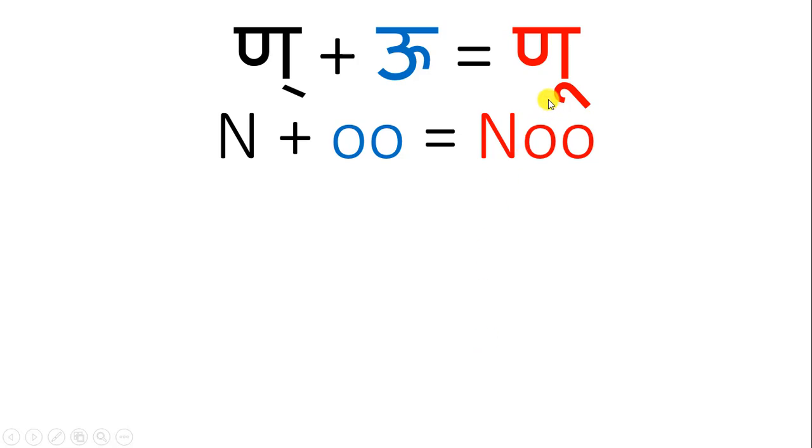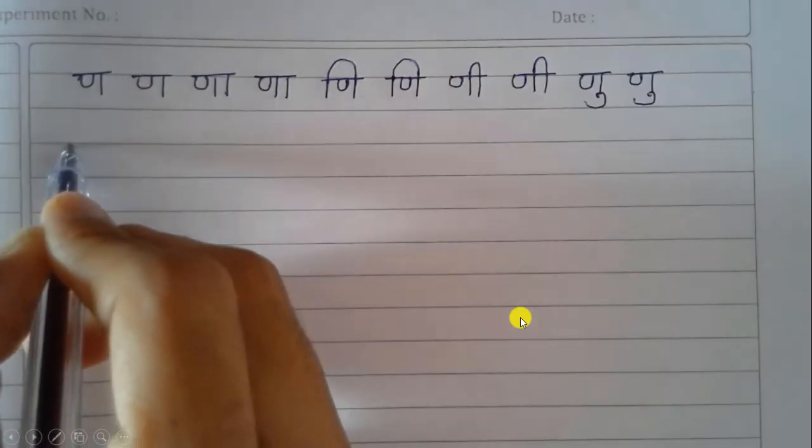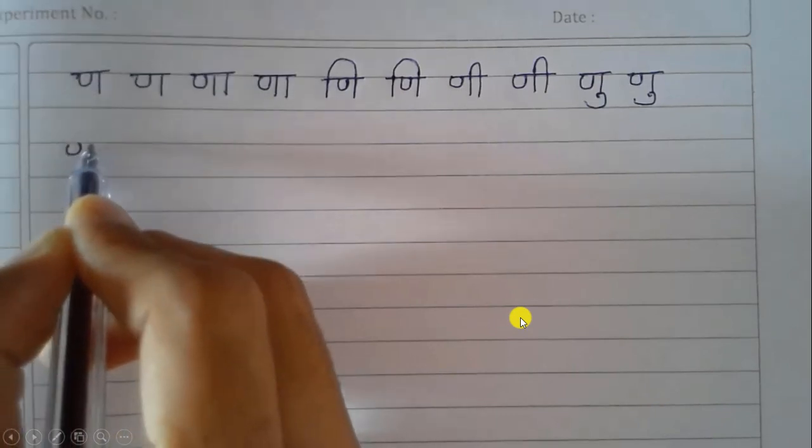Next is Noo, and you get the sound Noo when you add N to Oo. N plus Oo equal to Noo, and Noo is written like this.